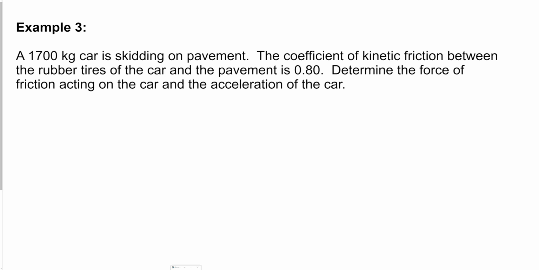Let's take a quick peek at this example here. A 1,700 kilogram car sliding on pavement. The coefficient of kinetic friction between the rubber tires and the pavement is 0.80. What's the force of friction acting on the car and the acceleration of the car? We've got a mass of 1,700 kilograms. We've got a coefficient of kinetic friction of 0.80. We're looking for the force of kinetic friction, and we're looking for the acceleration as well.